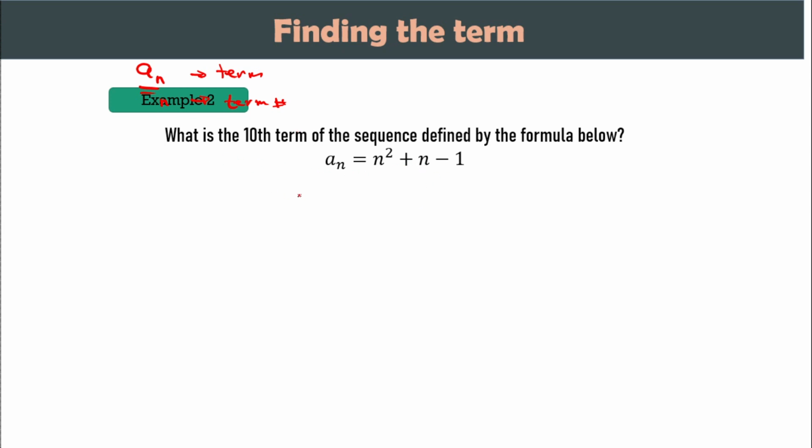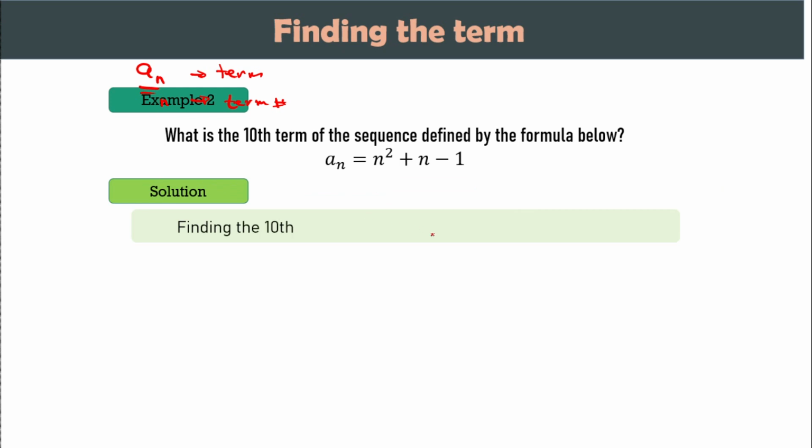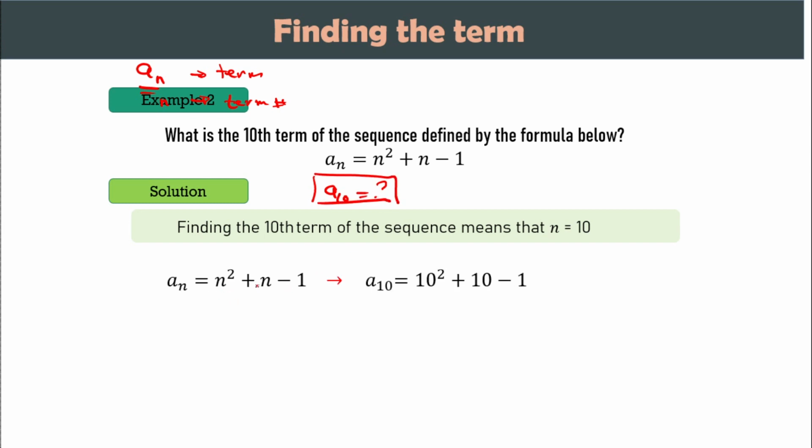So meaning to say, in this solution, we are going to find n equals 10, which is a sub n. Kailangan natin malaman kung ano ang value ng a sub 10. So a sub n equals n squared plus n minus 1. Here, n is the term number, as I've said to you before. So term number is 10.